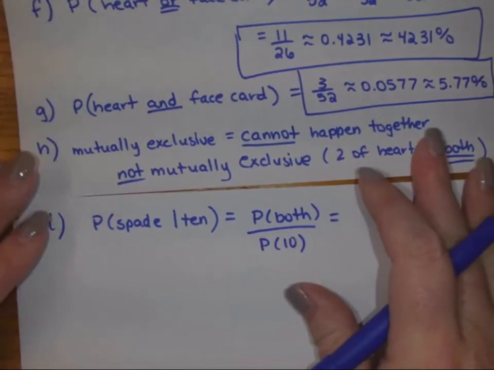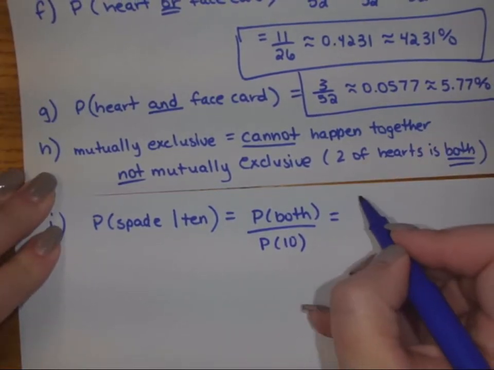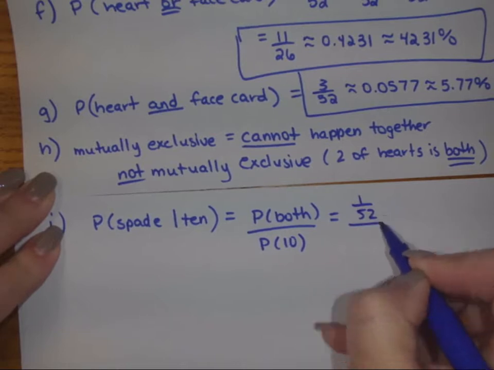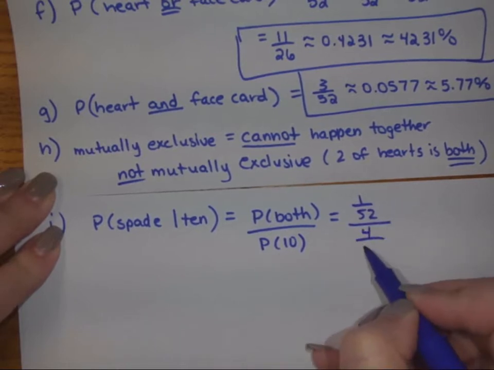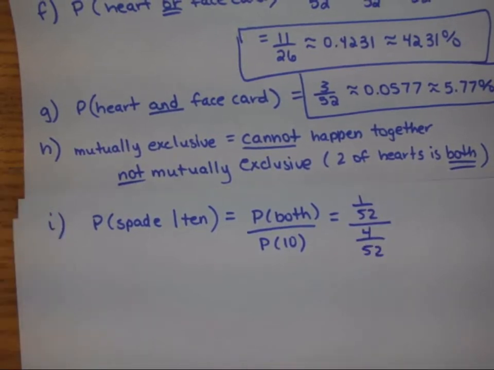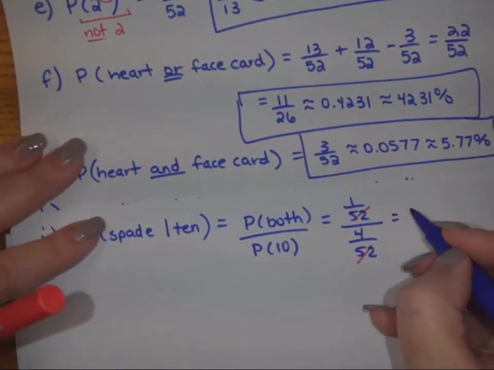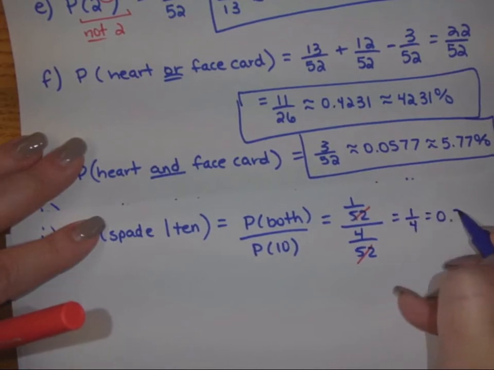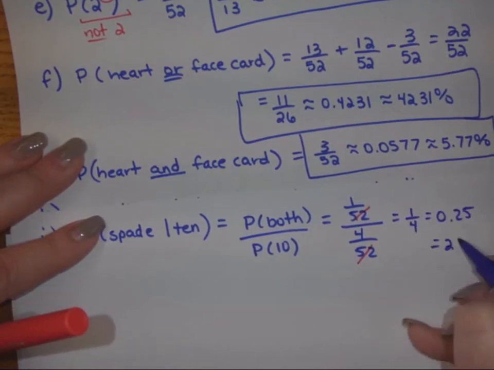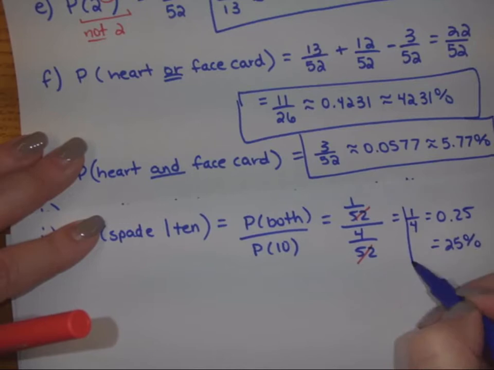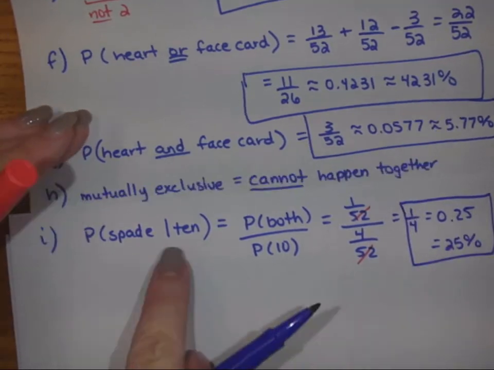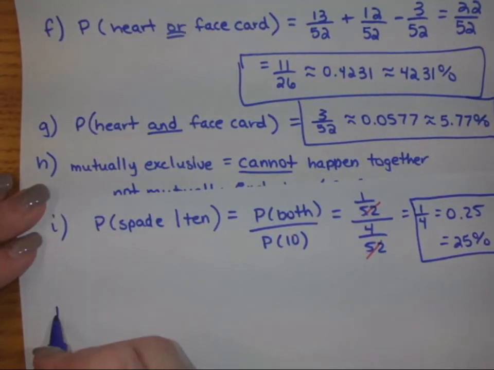Okay, so the probability of a 10 of spades would be 1 out of 52. Probability of a 10 would be 4 out of 52. These do simplify. Since they're both over 52, that would actually go away. So you would actually get 1 out of 4, which is, of course, 0.25 or 25%. Okay, so remember that bar means given, given that.